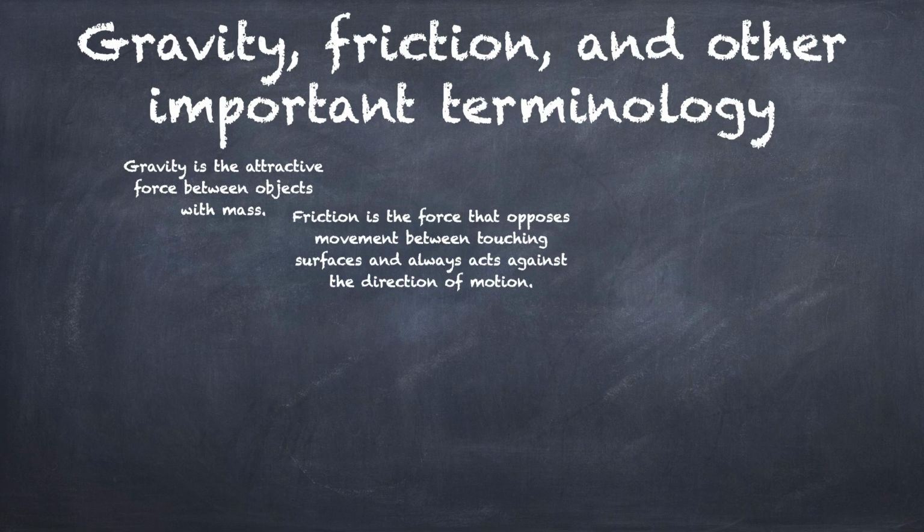Friction is the force that opposes movement between touching surfaces and always acts against the direction of motion. Friction is not as obvious as gravity, but it definitely can be demonstrated. One simple example is when you rub your hands together. The friction, or resistance, that is generated causes your hand molecules to speed up, and the speeding up results in heat. There are actually 4 types of friction, which we'll go over one by one.